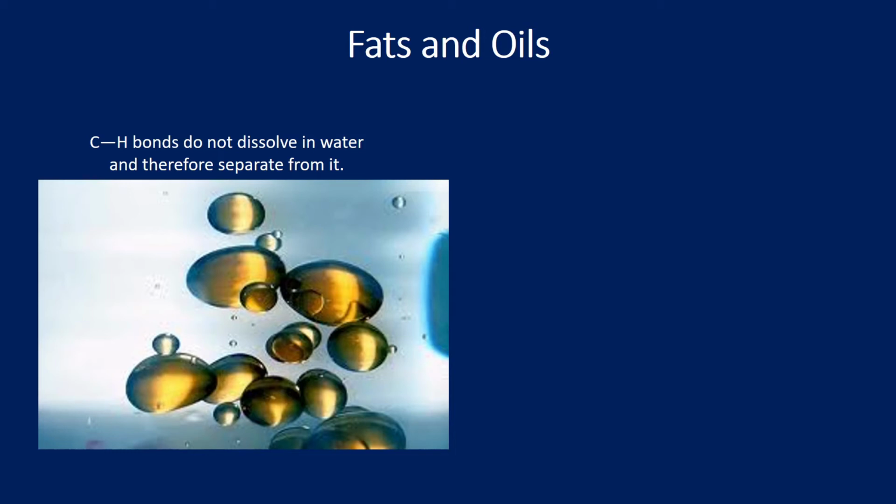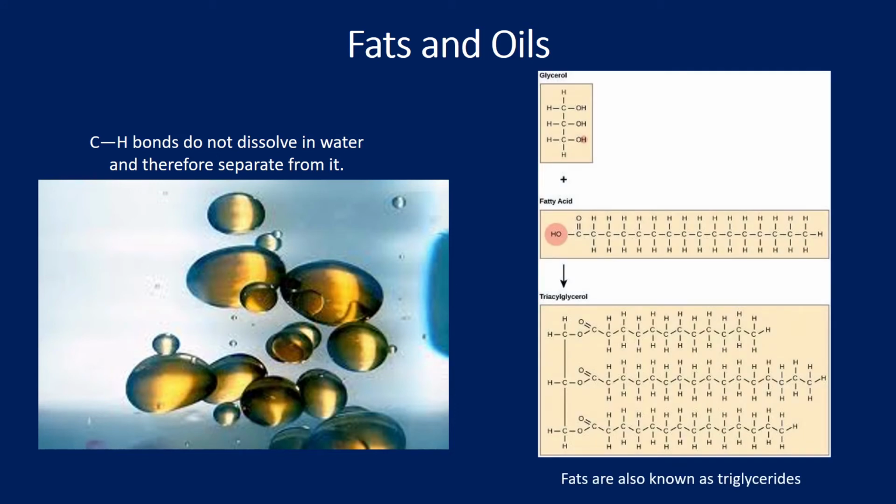A fatty acid is a hydrocarbon chain bonded to a carboxyl. Fats contain 2 main components, a glycerol and a fatty acid chain. The number of carbons in a fatty acid chain can range from 4 to 36. Another name for fats is triglycerides.